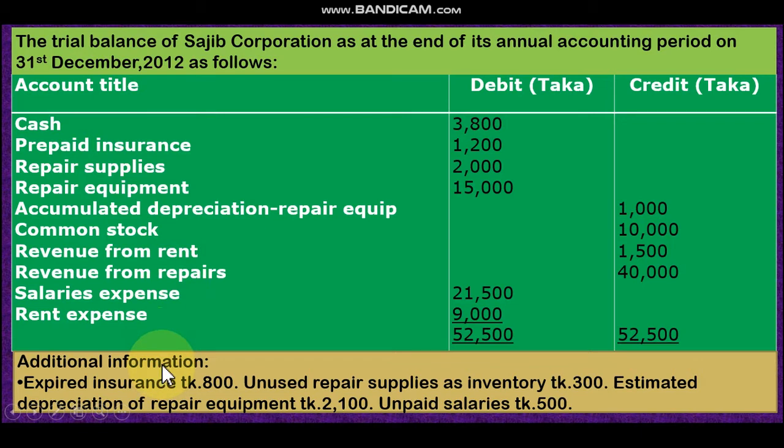At first, you have to prepare the adjusting journal. Dear student, look at what the adjustments are. Expired insurance of taka 800, unused repair supplies as inventory 300, estimated depreciation of repair equipment 2100, and unpaid salaries 500.